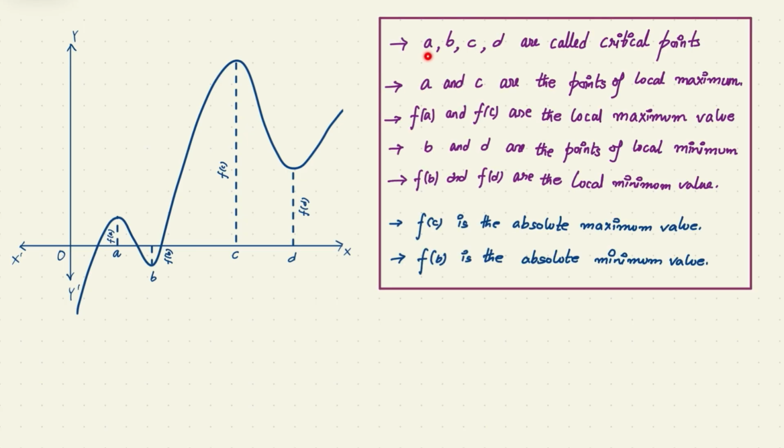See here, the points A, B, C, D are called the critical points because, as you can see, at point A the function has been increasing and then started decreasing from point A. So points A, B, C and D are called the critical points, and A and C are the points of local maximum. At points A and C the function has its highest points, and these are called the local maximum, okay? And why is the term local maximum?